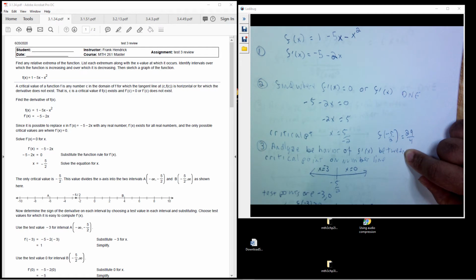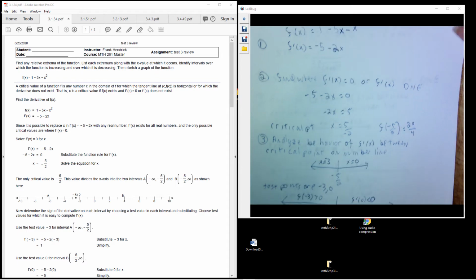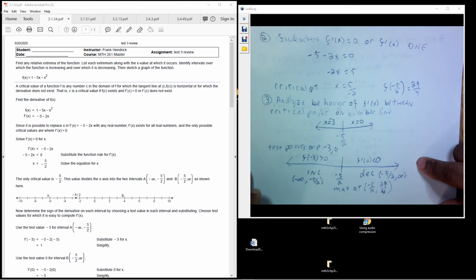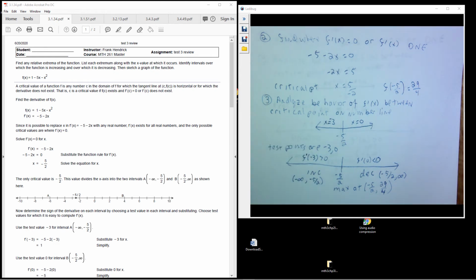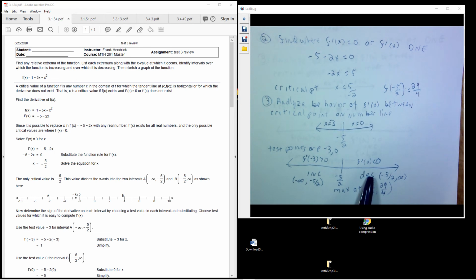So we end up testing the behavior of the slope here. I put negative 3 into my slope, and I see that it's greater than 0, so I have a positive slope on this end. And I put a 0 in here, and I have a negative slope, less than 0, so it's negative on this end. So it's going up, and then it's coming down.